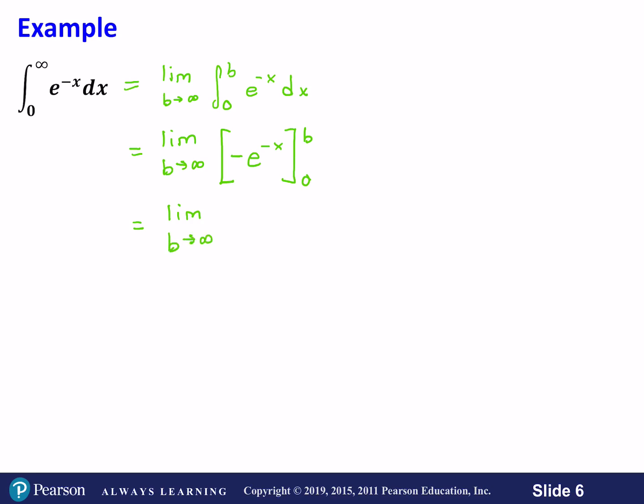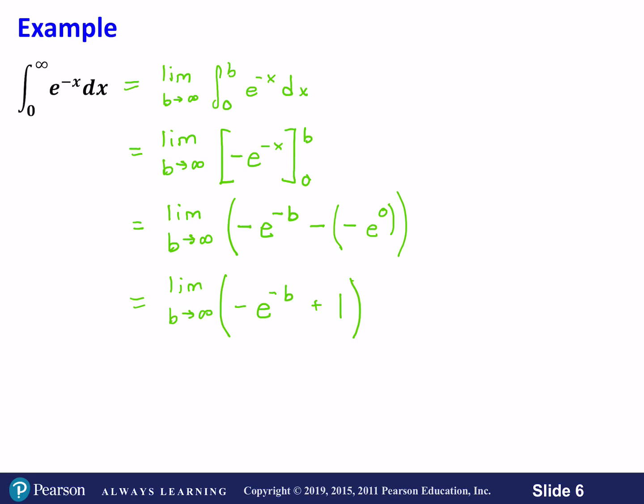And then if we finally plug in b, we're going to get negative e to the negative b minus negative e to the 0, which is just the limit as b approaches infinity of negative e to the negative b. All right, so e to the 0 is 1, so we are really just adding a 1 here.